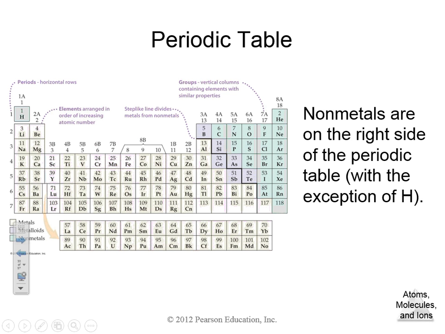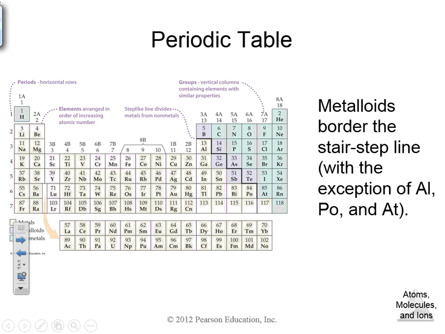Now, when we talk about metalloids, last year we kind of just classified it as everything under the steps. There's a much broader, more specific definition for those. It's the elements that border the steps, with the exception of aluminum, polonium, PO, and AT, astatine. So those 3 elements are not metalloids. So there are really only 6 metalloids. So kind of keep those in mind, elements that border the steps except those 3.